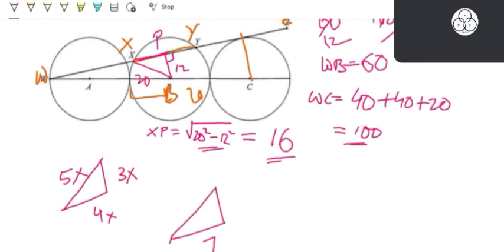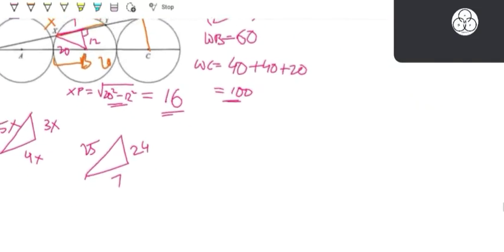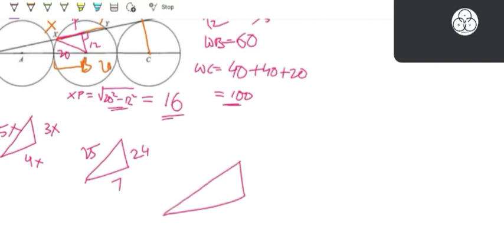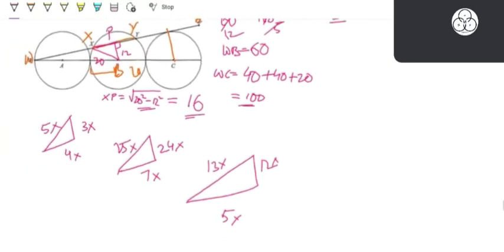Another is 7, 24, 25, I guess. Another Pythagorean triplet is 5, 12, 13. So they will multiply all the sides by a factor x and they will give it in the question, so that it would be difficult for us to find out the Pythagorean triplet. But just remember this format. These are the three very common Pythagorean triplets.